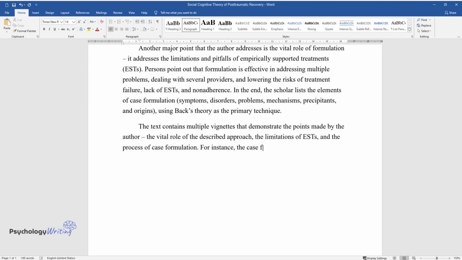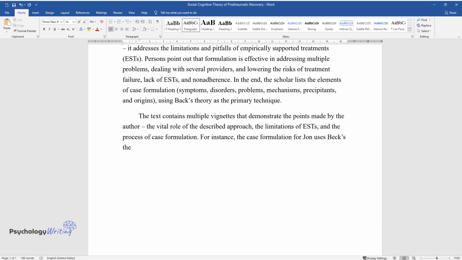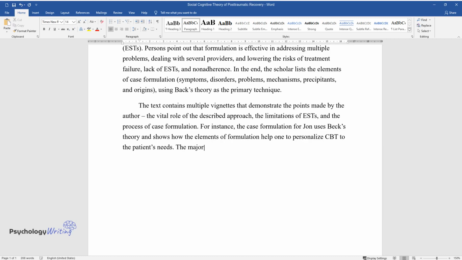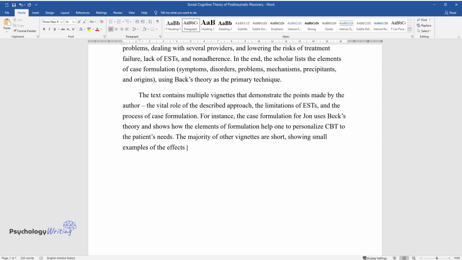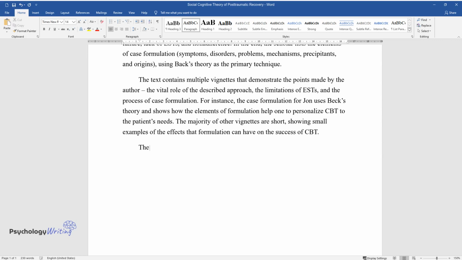For instance, the case formulation for John uses Beck's theory and shows how the elements of formulation help one to personalize CBT to the patient's needs. The majority of other vignettes are short, showing small examples of the effects that formulation can have on the success of CBT. The abundance of examples is the strength of this reading.